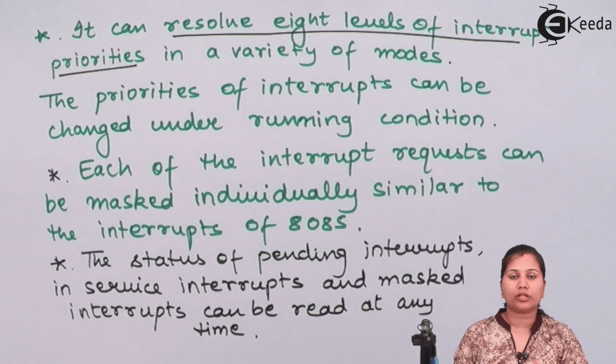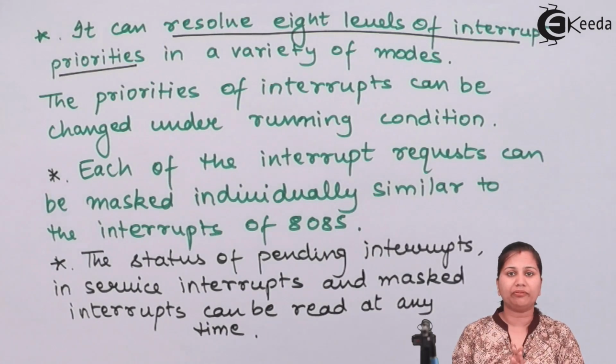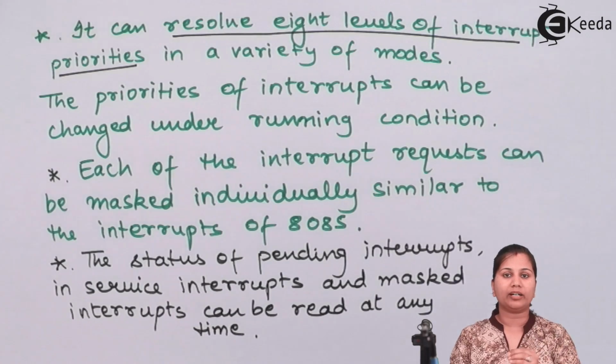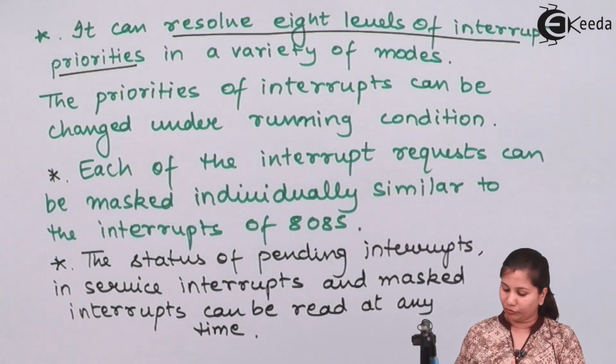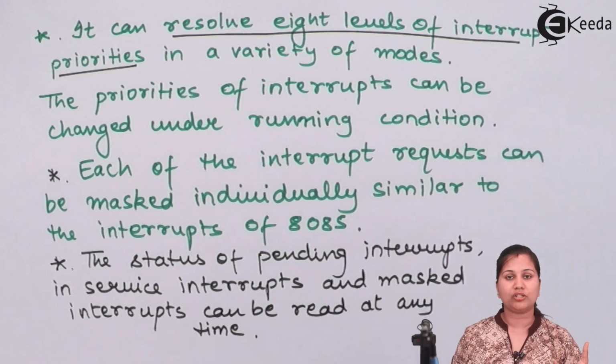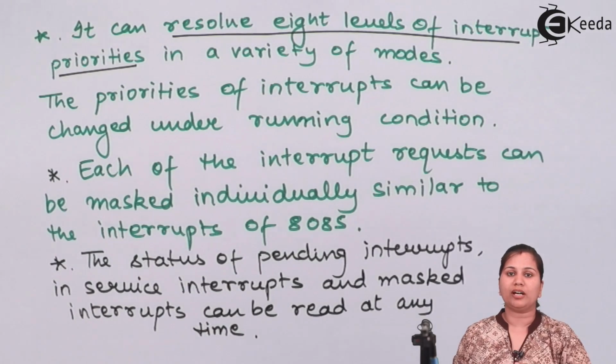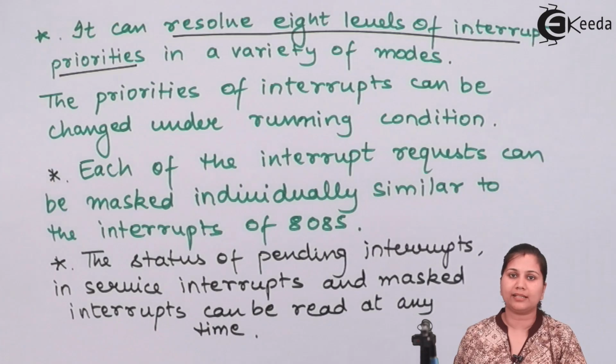Now when multiple interrupts are given to the microprocessor, suppose there are 4 interrupts and the 8259 is executing one interrupt, one interrupt will be pending, and one interrupt will be masked. So the status of the interrupts, which interrupt is currently being executed by the 8259, which is pending, and which are masked, can be read at any time by the microprocessor if we are using this 8259 PIC controller.